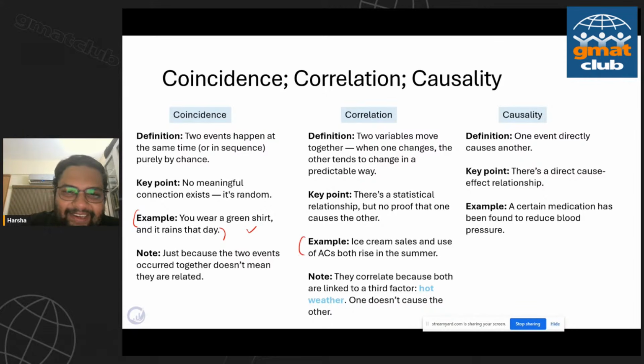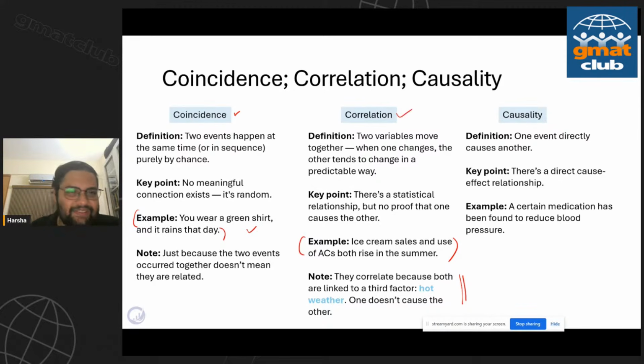And here is a real life CR style example. If I told you that ice cream sales and the use of air conditioners both tend to increase in the summer, you're not going to tell me that it's a coincidence. You're not going to tell me that ice cream sales is somehow causing more use of ACs or vice versa. What is probably the actual thing that's happening is this: the real cause for both of them is the hot weather. There's a correlation, but it's not a direct causality between the two variables, ice cream sales and use of ACs. I hope the example helps illustrate what these two terms mean.